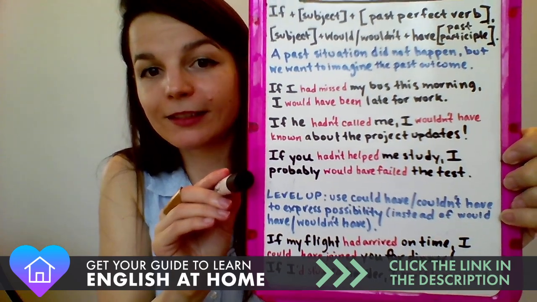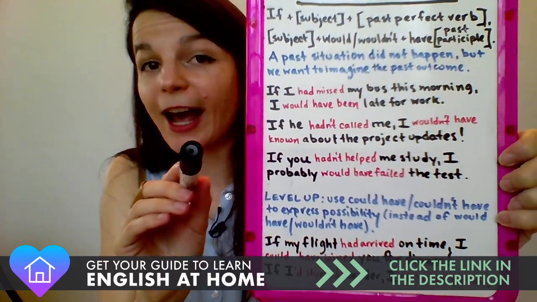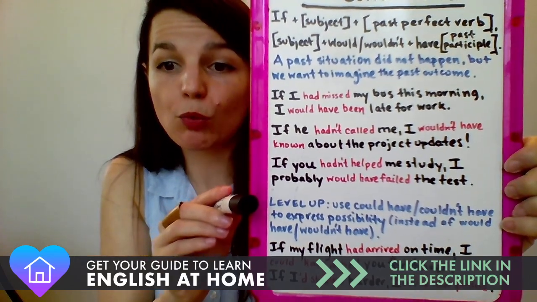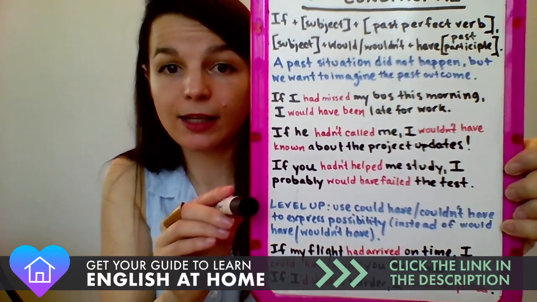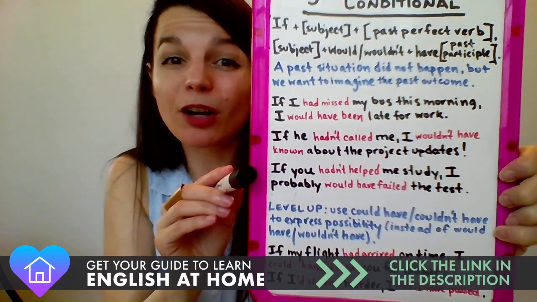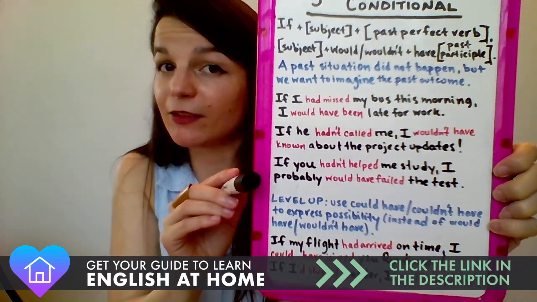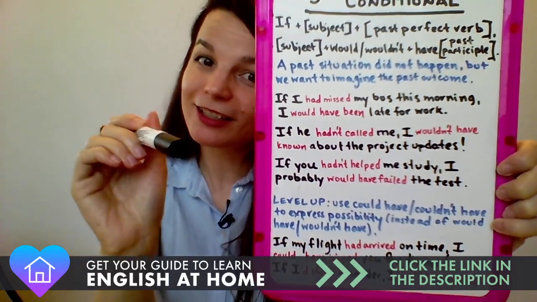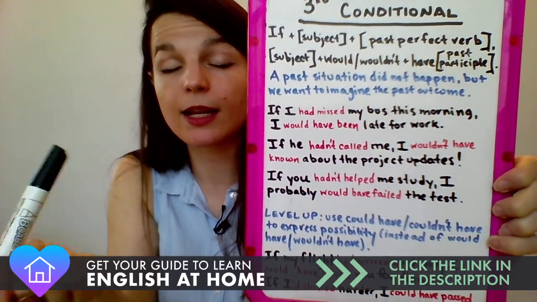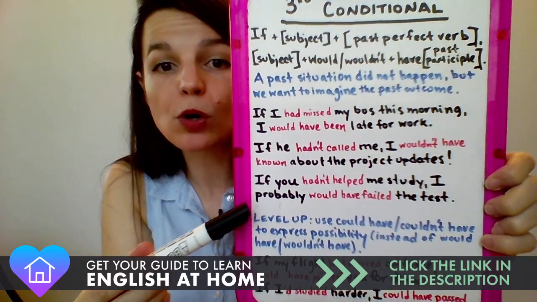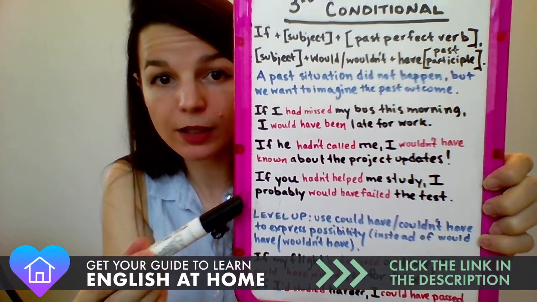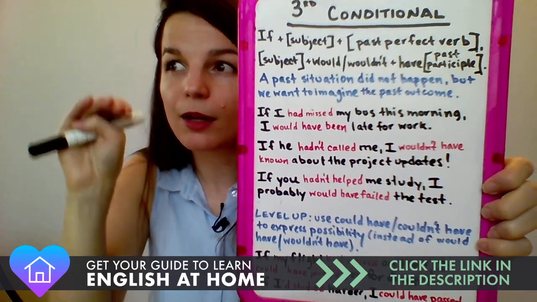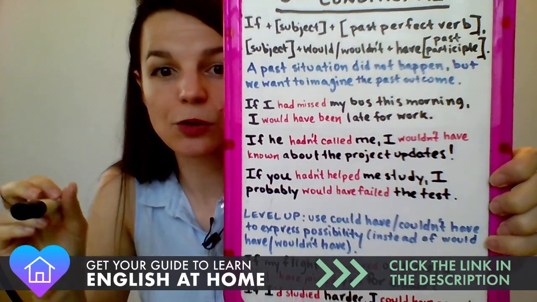Next one. If you hadn't helped me study, I probably would have failed the test. If you hadn't helped me study, I probably would have failed the test, at native speed. This means you did help me study, but if you hadn't helped me study, I probably would have failed. I used probably here because it levels up the potential of the situation.